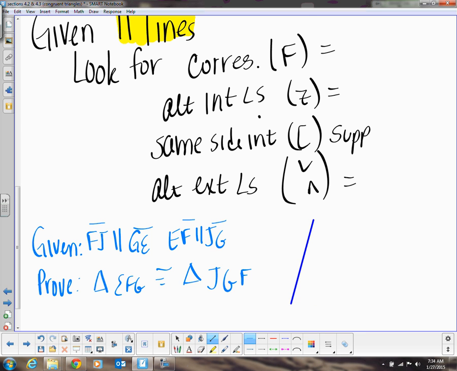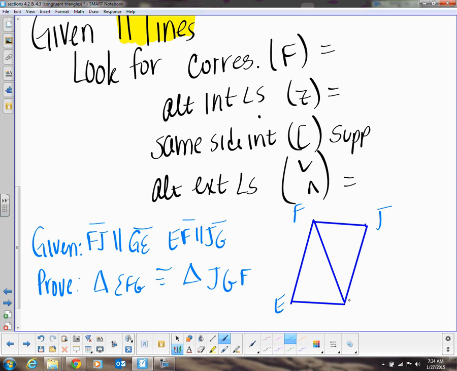You will draw your picture. Well, that's just a tad bit off. You will label it. We've got E, F, J, G. All right.